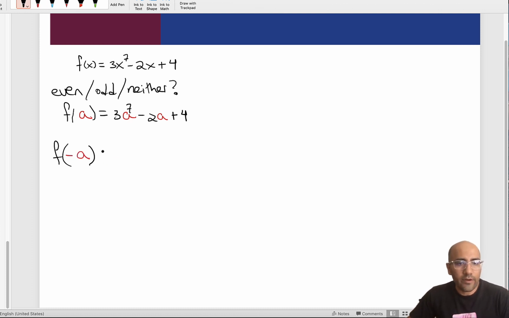Good. So you're going to come over here and say this is going to be 3 times blank power of 7 minus 2 times blank plus 4. And you replace all these values with -a. And now your goal is to use algebra to simplify this.